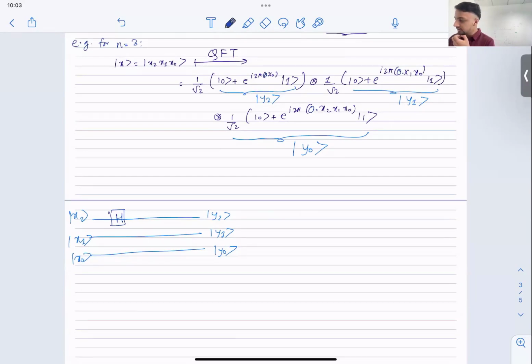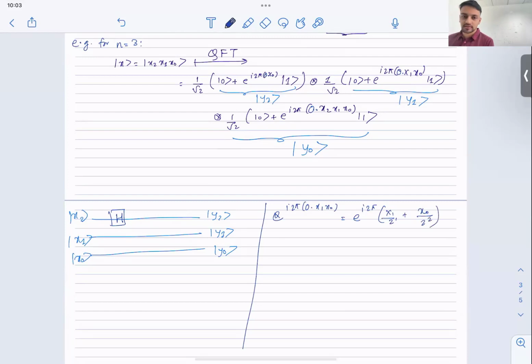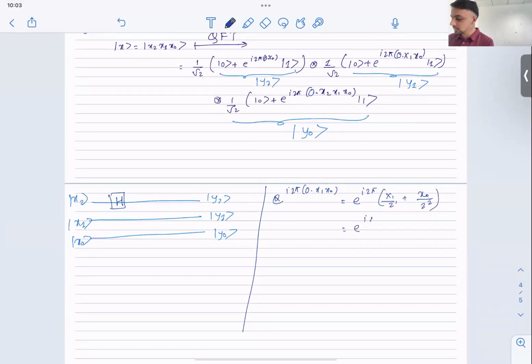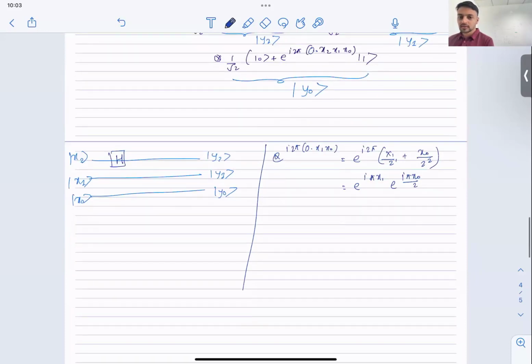Now for the second part, to get y1, now I have a problem because now I have x1, x0, right? So the question is, how do I get this? Well, just write it down. So e to the i 2 pi 0 dot x1, x0 is just e to the i 2 pi x1 over 2 to the 1, times x0 over 2 to the 2. Use the definition. Then separate the phases out: e to the i pi x1, e to the i pi x0 over 2. After you separate the phases out, look at the possible values.